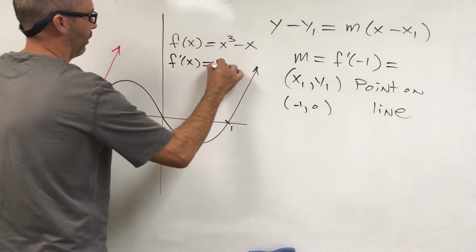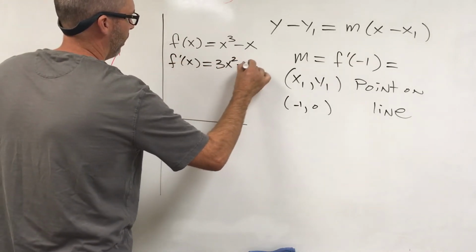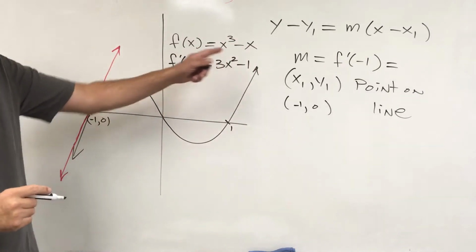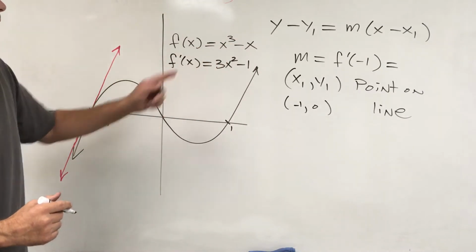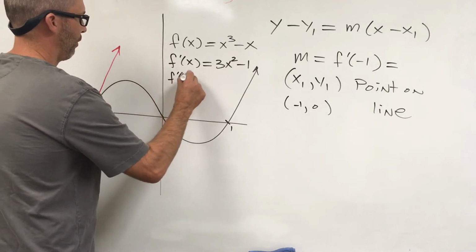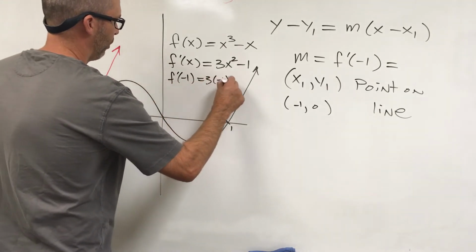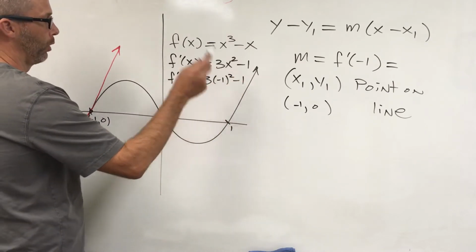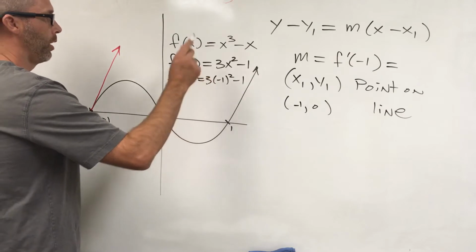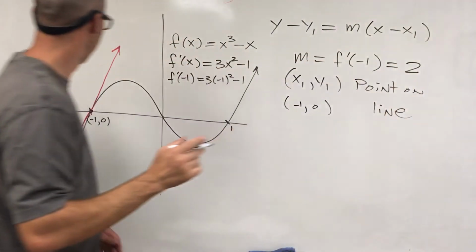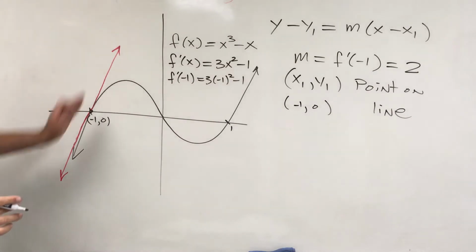f prime of x is 3x squared minus 1. All right, so power rule. Now plugging in -1, f prime of -1 is 3 times -1 squared minus 1. Let's see, -1 squared, that's +1. 3 times +1 is 3. 3 minus 1 is 2. Check real fast, that's positive. Does that make sense? Yes, it does.